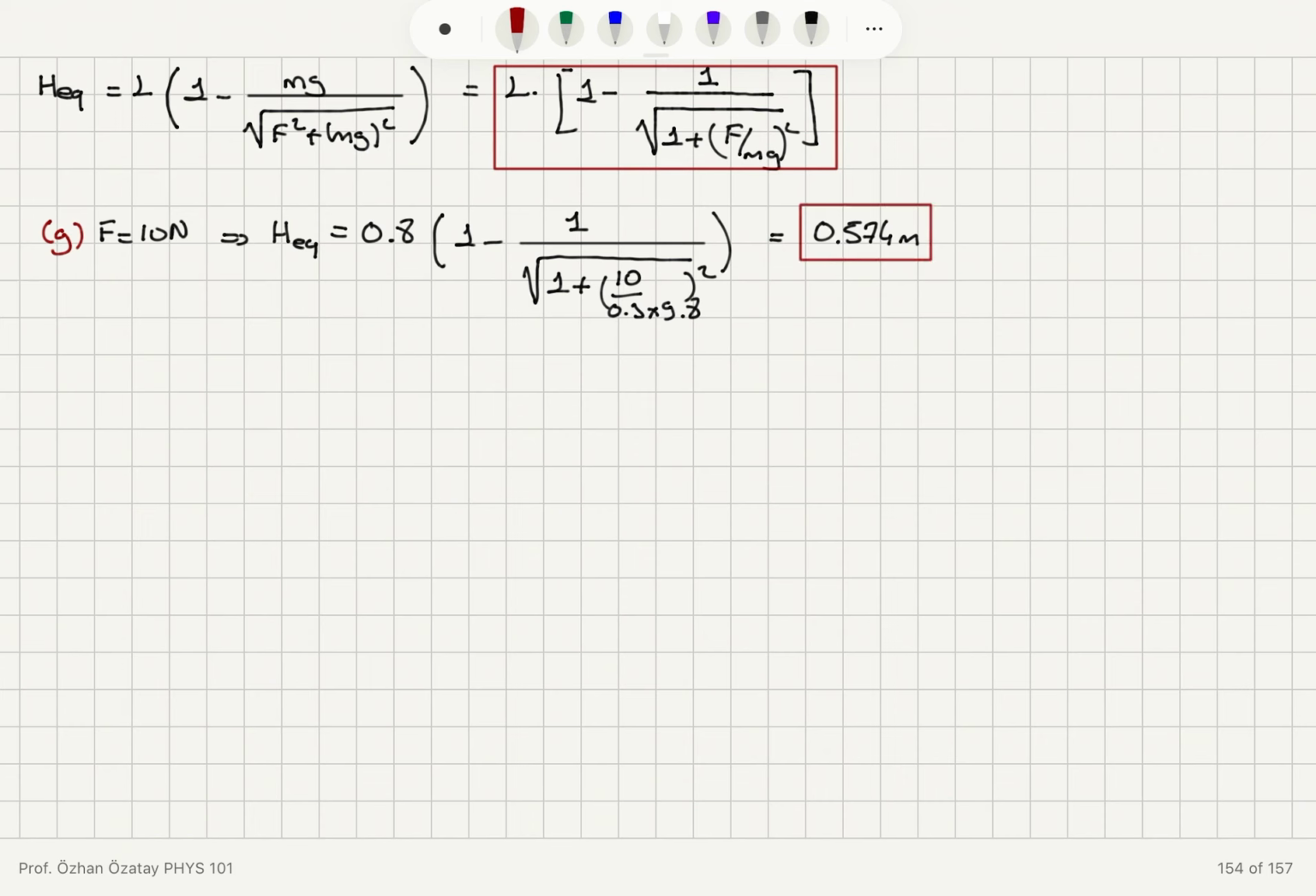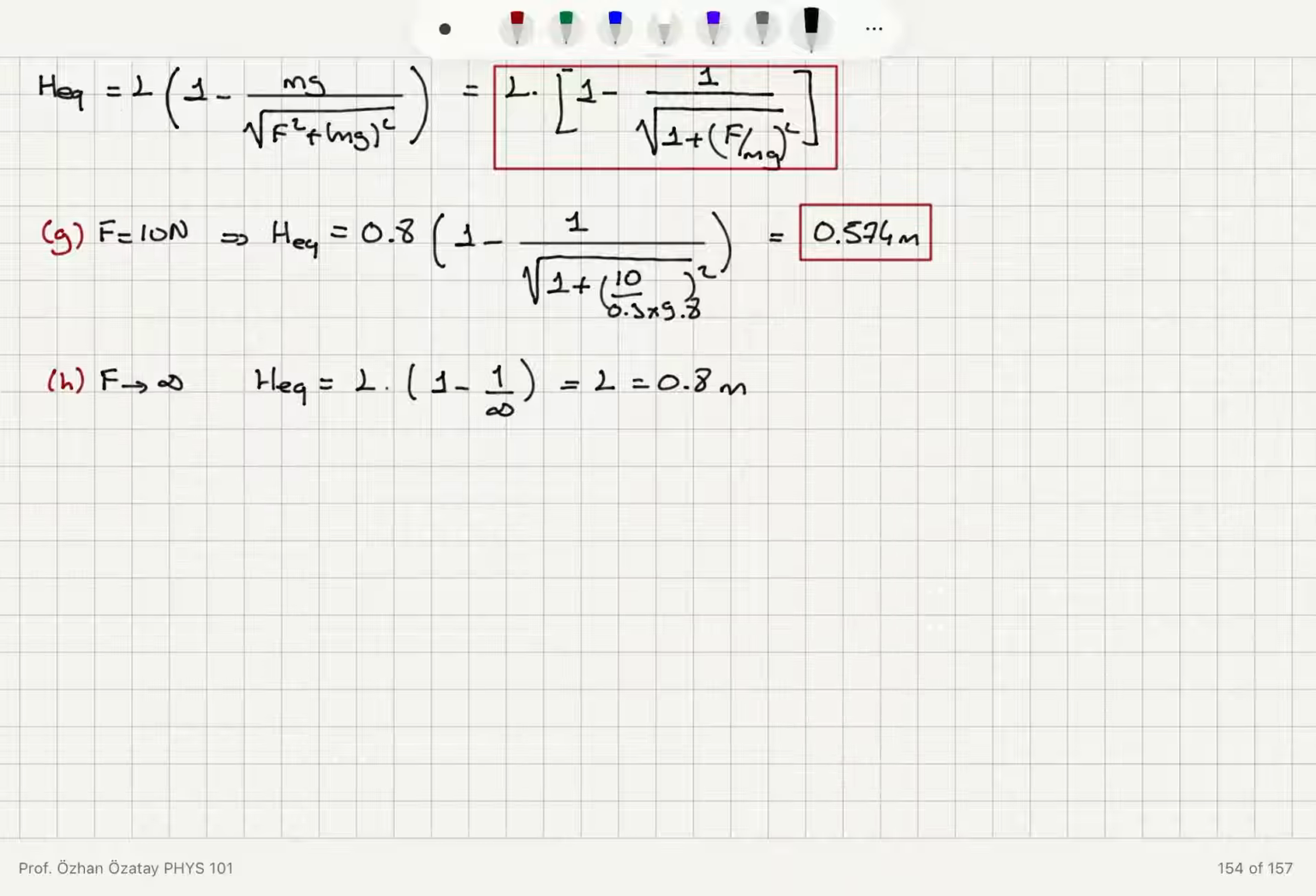And if we have F go to infinity, where will I have equilibrium? The equilibrium height will be L times 1 minus 1 over infinity, which is L. So this is going to be L, which is 0.8 meters.